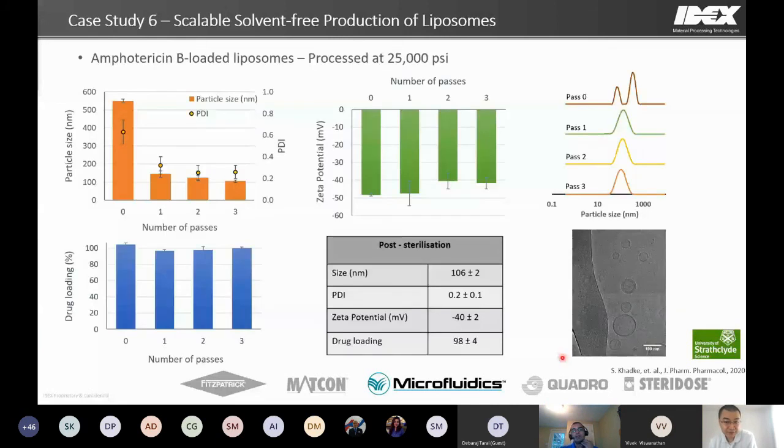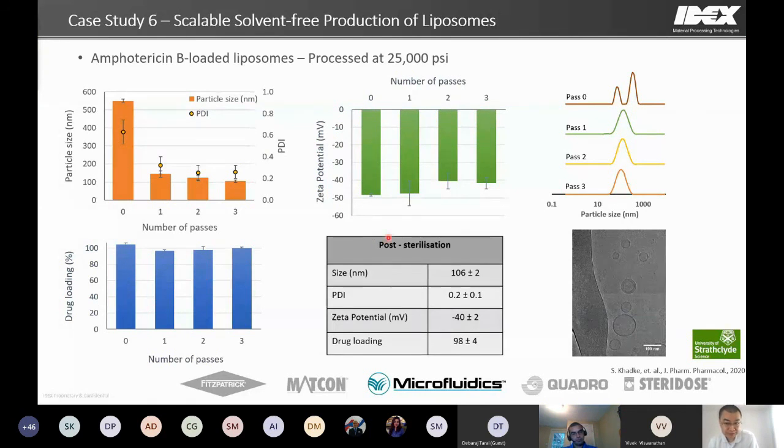We also got good results with the amphotericin B liposomes prepared via the solvent-free method, as shown here. You can see after just one pass at 25,000 psi, the vesicles were quickly reduced in both size and distribution. After two or three passes, the liposome vesicles reached target particle size, PDI, as well as zeta potential and drug loading. In this experiment, drug loading in particular was not affected by the process at all.